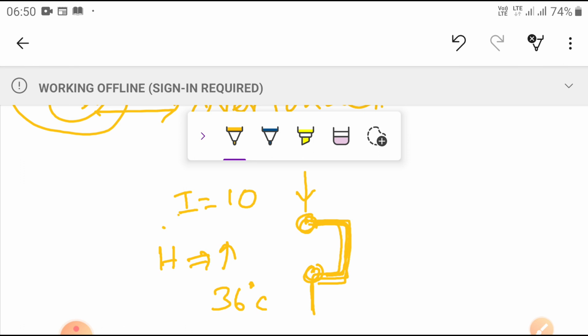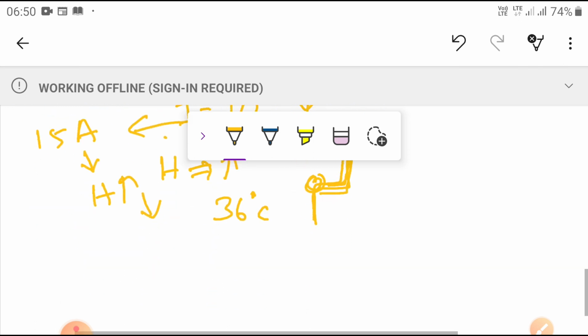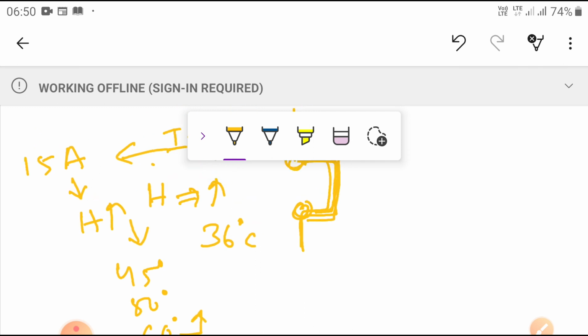Once the overload occurs in the machine for a long time, the current instead of 10 amperes is drawing 15 amperes. Then automatically the heat developed is increased. Heat is increased cumulatively as time passes. The temperature increases to, for example, 45 degrees, 50 degrees and 60 degrees. At that condition, what will happen? The nature of the bimetallic strip.